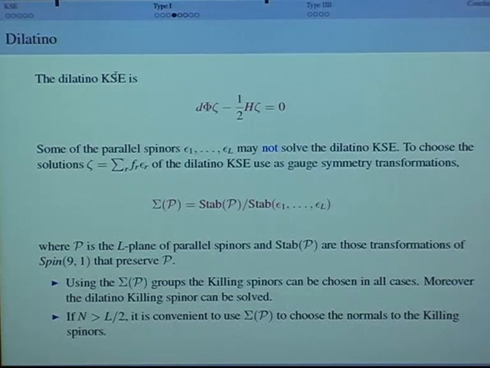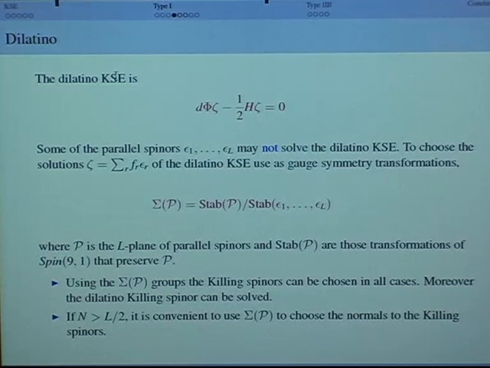If that's the case, it's rather complicated to solve because one can have lots of possibilities to consider, and when you substitute in the Dilatino Killing spinor equation, one might not be able to solve the equation. So the idea is again to use gauge symmetry, and it seems after a bit of thought that the right gauge symmetry to use is this group Sigma P here.